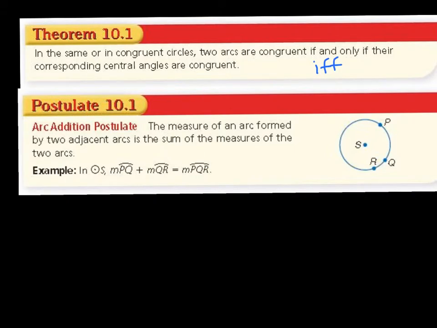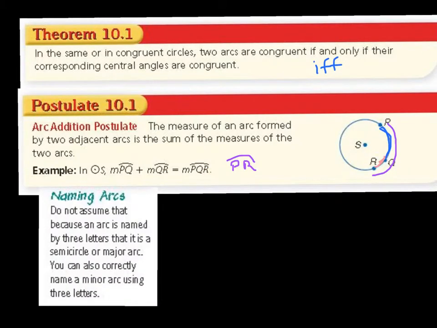And then following on that theorem's heels comes the postulate, the arc addition postulate. The measure of an arc formed by two adjacent arcs is the sum of the measures of the two arcs. So in this situation, listed in circle S, the measure of arc PQ plus the measure of arc QR all together, trying to be fancy, red and blue make purple, makes arc PR. They named it PQR, but it's a minor arc. I would just call that arc PR.